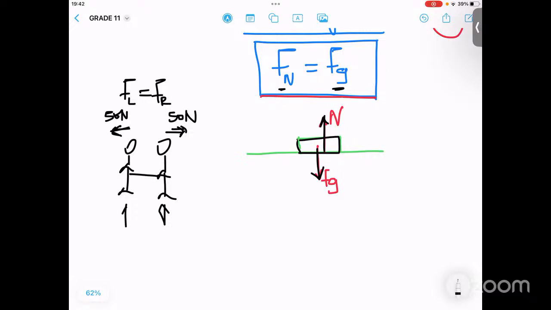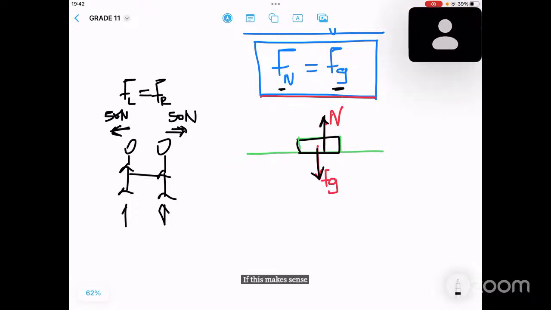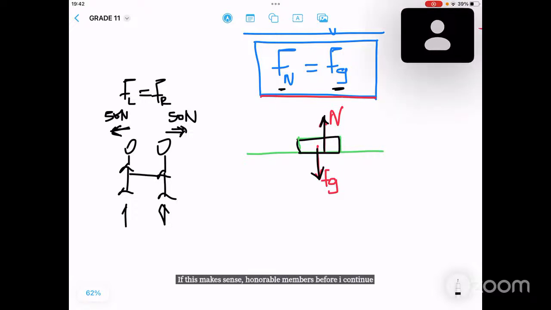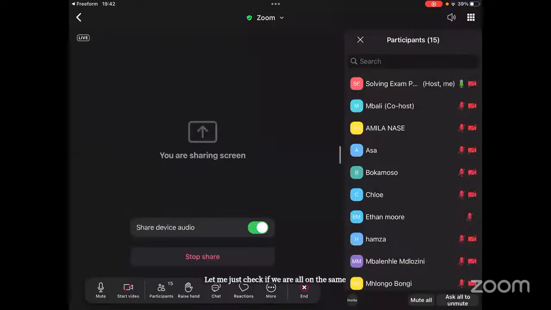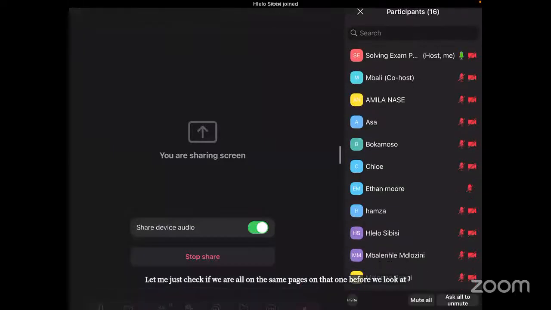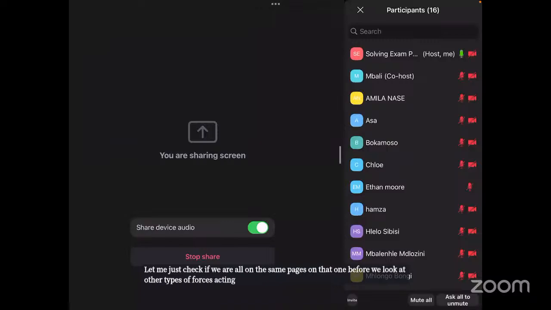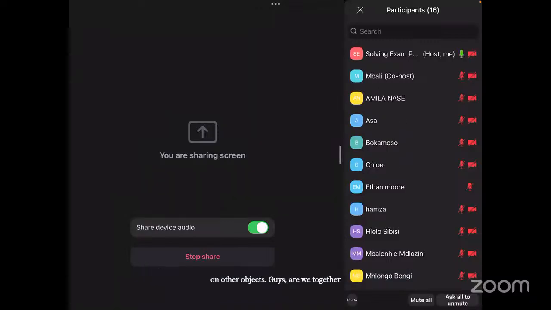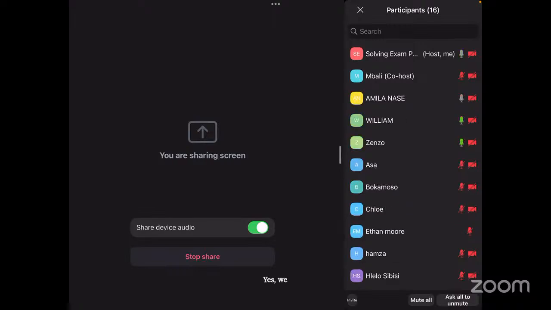I'm not sure if this makes sense, honorable members. Before I continue, let me just check if we are all on the same page on that one before we look at other types of forces acting in different ways on other objects. Guys, are we together up to this point? Yes, we are. No.